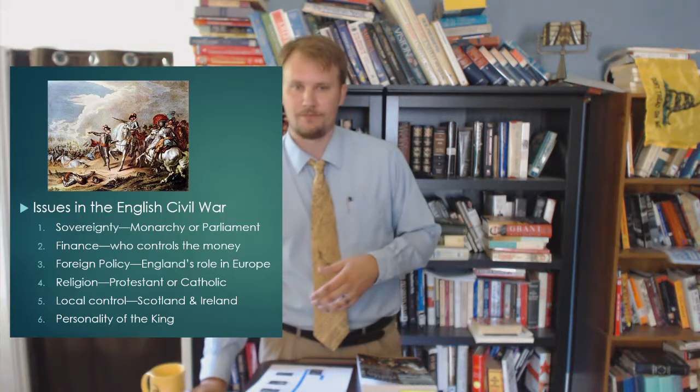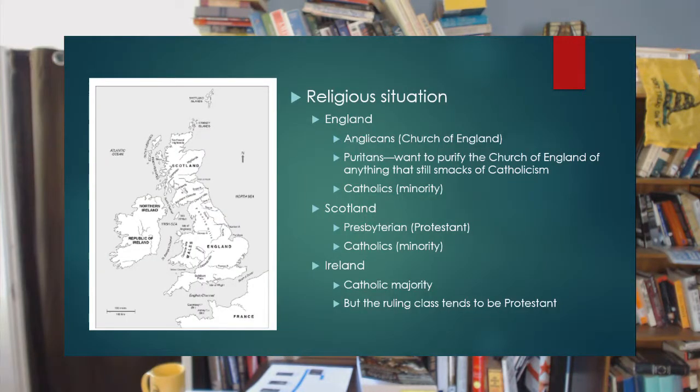these issues play out. If you look at slide 4, I've got a map of England, Ireland and Scotland, showing you the religious situation. Basically in England, Anglicans and Puritans, who are Protestants, are the majority and the Catholics are the minority. In Scotland, the Presbyterians are Protestants and the majority, and Catholics are the minority. Ireland is the only place with a Catholic majority, and these religious divides are going to play into the Civil War.